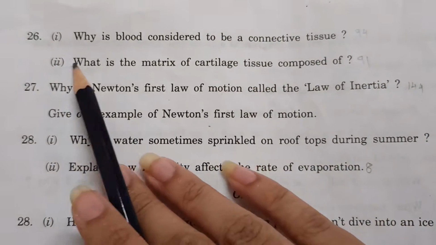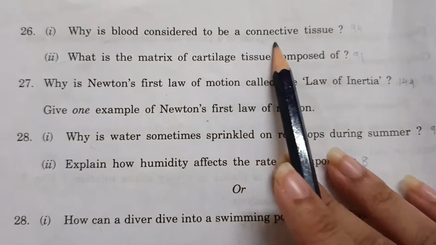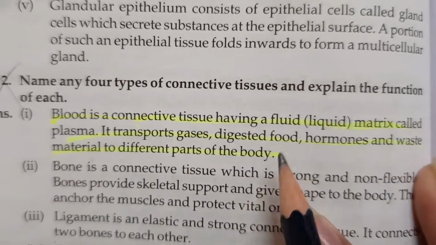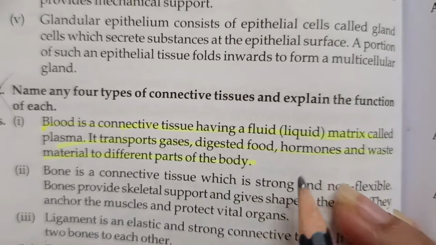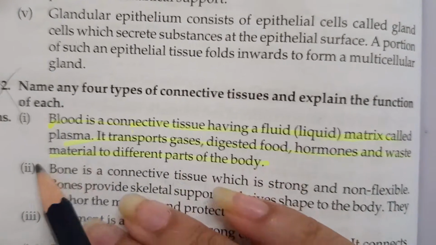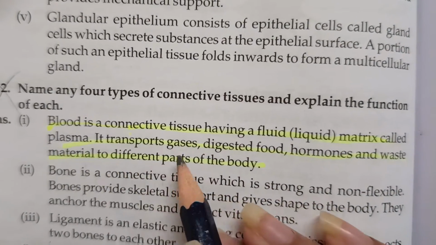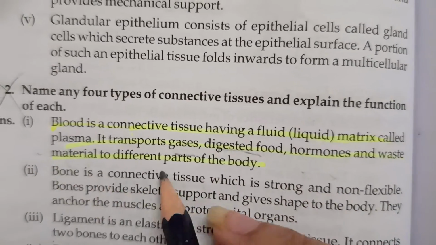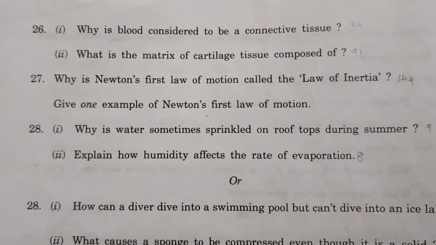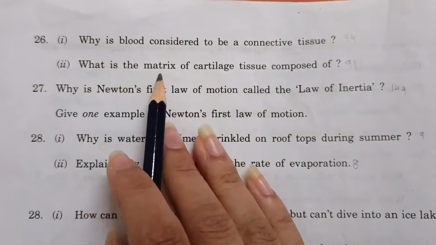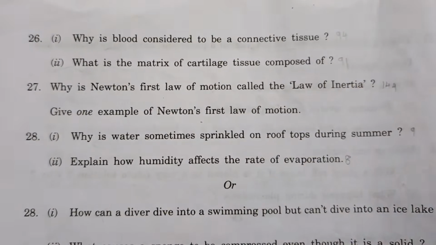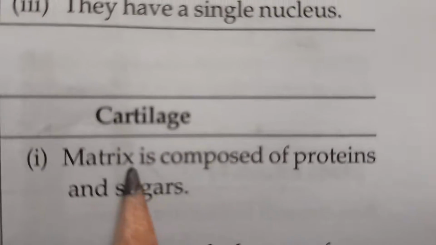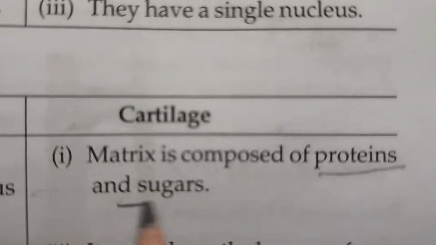Now moving on to question number 26. Why is blood considered to be a connective tissue? Blood is called connective tissue because it has a fluid matrix called plasma. It transports gases, digested food, hormones and waste materials to different parts of the body. Question number 2. What is the matrix of the cartilage tissue composed of? Matrix of cartilage tissue is composed of proteins and sugars.